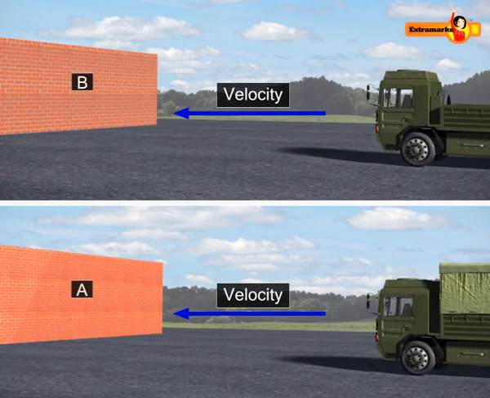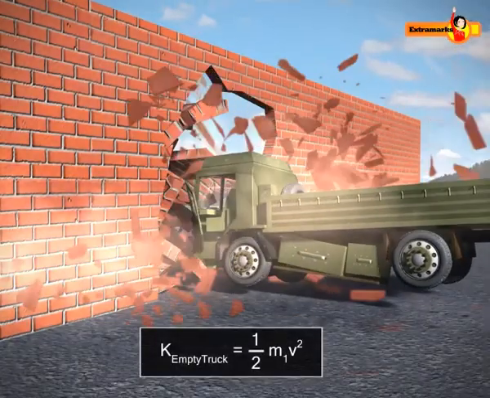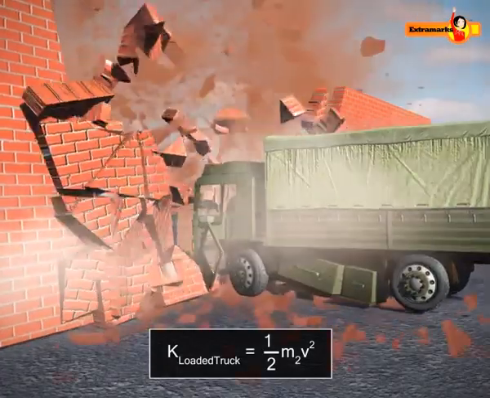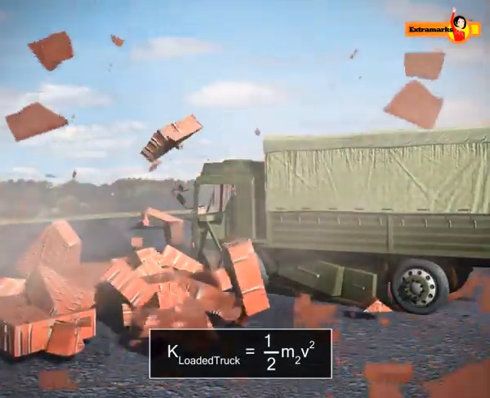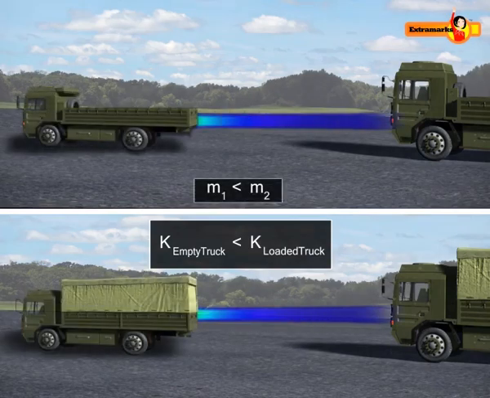Impact on the walls is equal to the work done by the moving body. The empty truck breaks the wall A partially, while the loaded truck demolishes the wall B completely. The kinetic energy of an object is directly proportional to its mass. This means when mass is double, the kinetic energy is double for the same velocity.